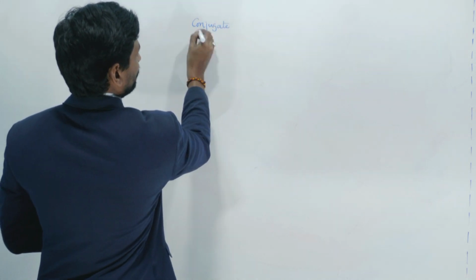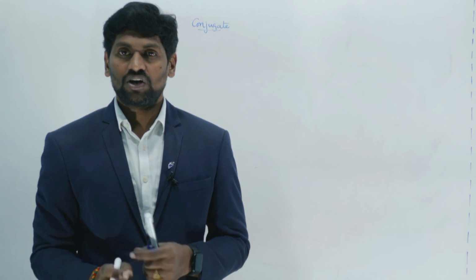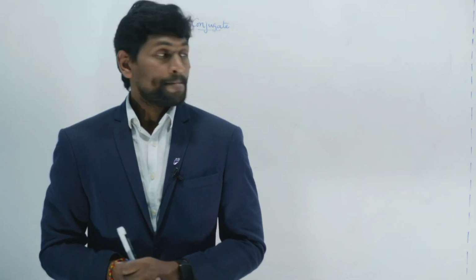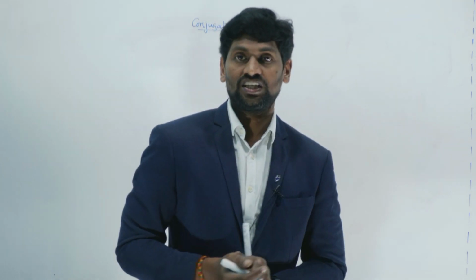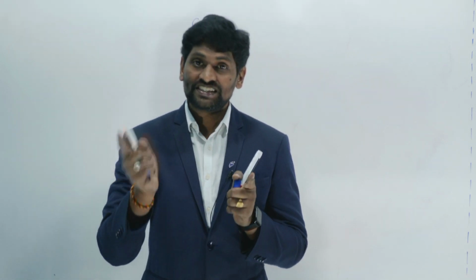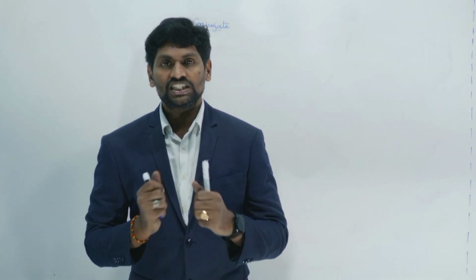Rationalizing factor we know: the product of two irrationals becomes rational is called a rationalizing factor. But here, conjugate means the product of two irrational numbers as well as the sum of two irrational numbers also become rational. Such types of irrational numbers are called conjugates of one another.